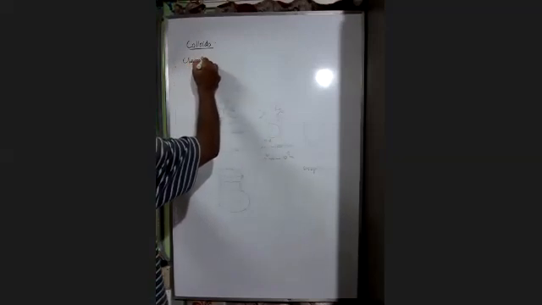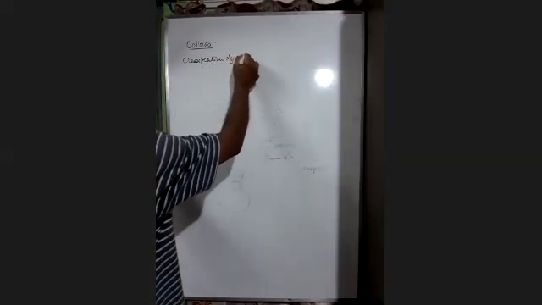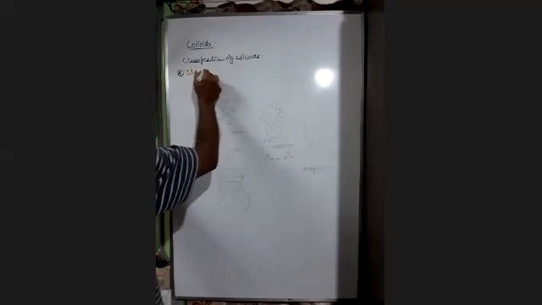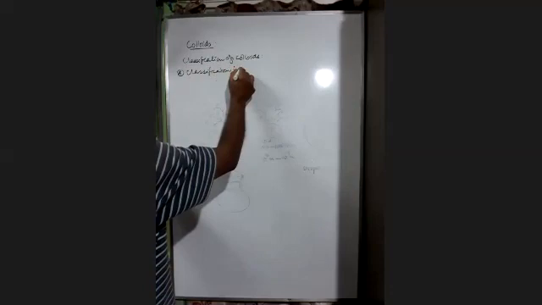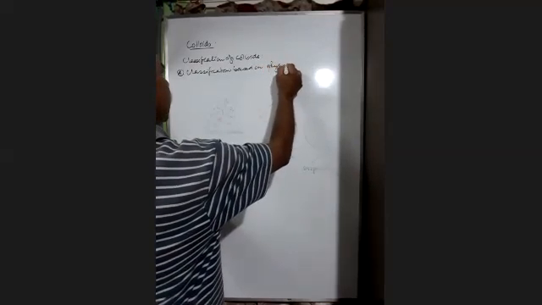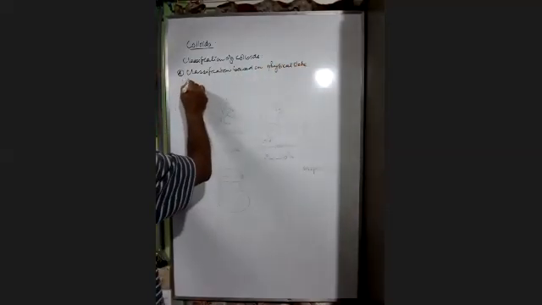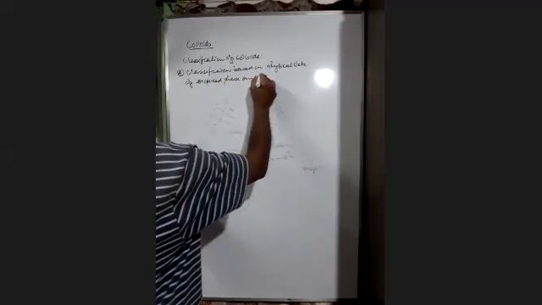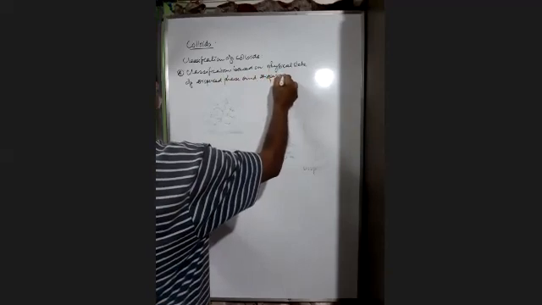All right. Now we'll go for classification. Classification of colloids. So colloids can be classified into different categories. The first one is the classification based on the physical state or phase of the dispersed phase and dispersion medium. Please open your book.